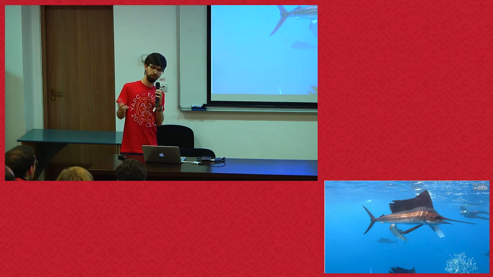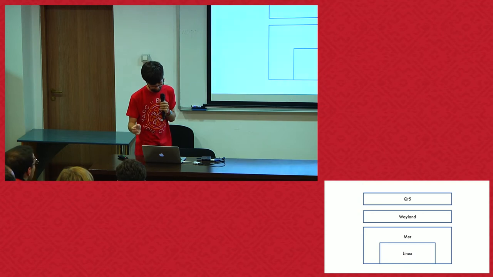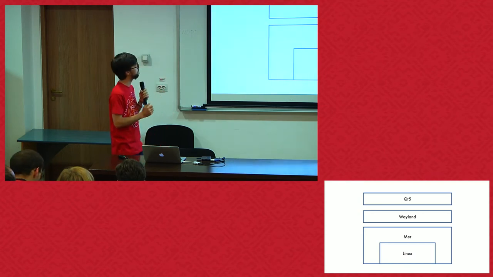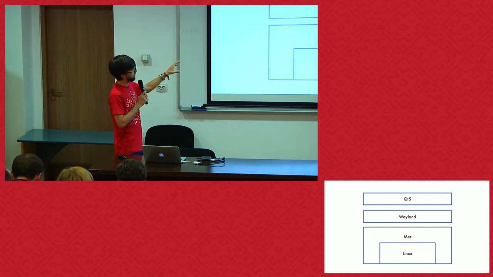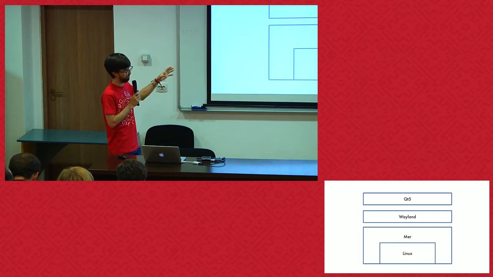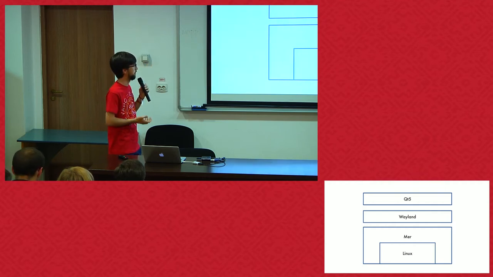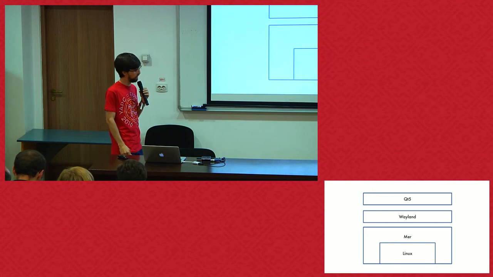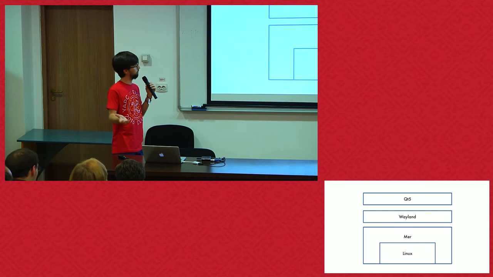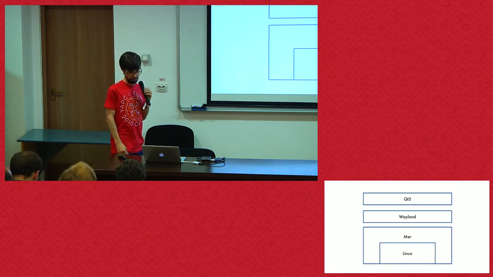I heard about it and decided, let's try it out. So what is it exactly? It is Linux again. It's the Linux kernel, and it's based on Mer, which is like a Linux distribution. On top of it, they have Wayland, which you've probably heard of. It's like the next generation of X11. And it runs Qt5. So it's just a Linux distro, as you can see.